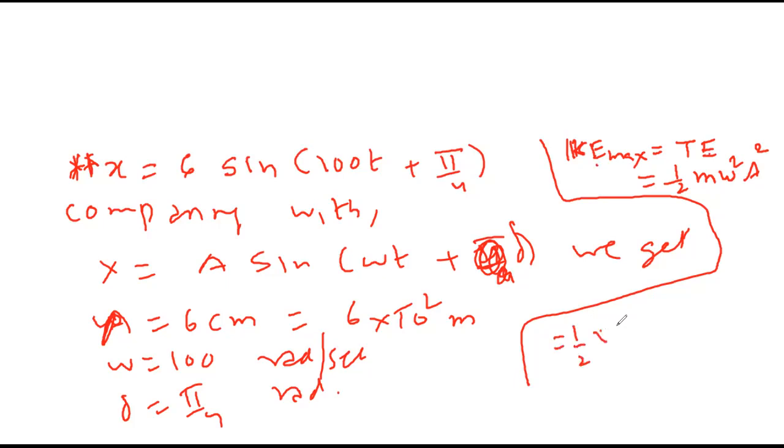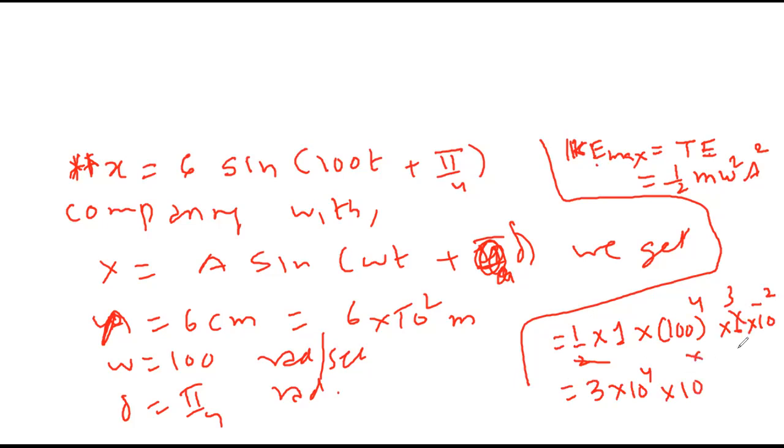What is the mass given? 1 kg. And omega, how much did we get? 100. And amplitude is 6 into 10 raised to minus 2. 2 3s are 6, so this will become 3 into 10 raised to 4, into amplitude squared, so 6 into 10 raised to minus 2 twice. So this becomes 3 6s are 18 into 10 raised to plus 4 minus 4. So can I say 18 joule? Yes, everybody followed, 18 joule is the answer.